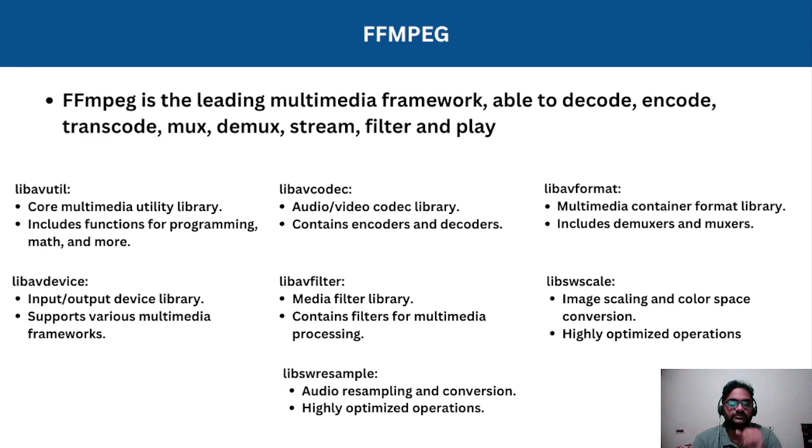So FFmpeg typically comes with different kinds of libraries internally. The main ones are, as I mentioned in this slide: libavutil, libavdevice, libavcodec, libavfilter, libswresample, libavformat, libswscale. So all these are different kinds of libraries.